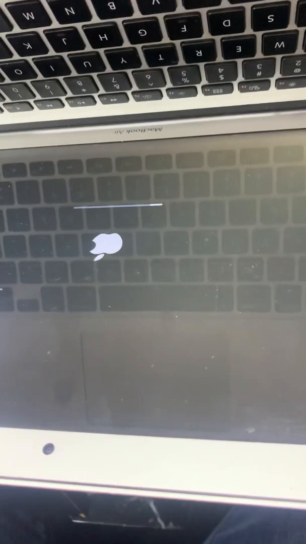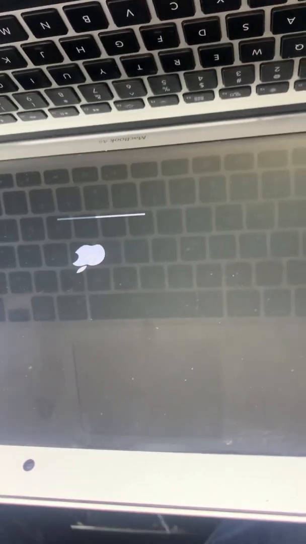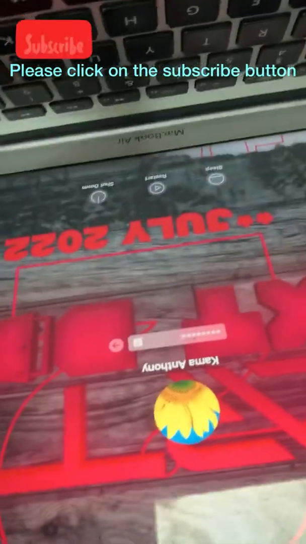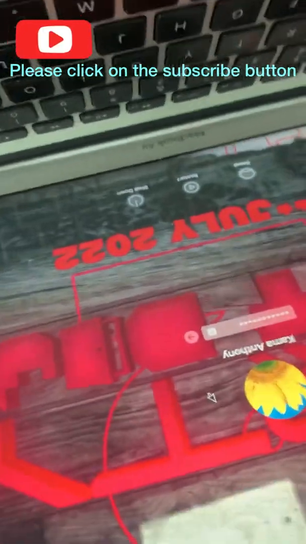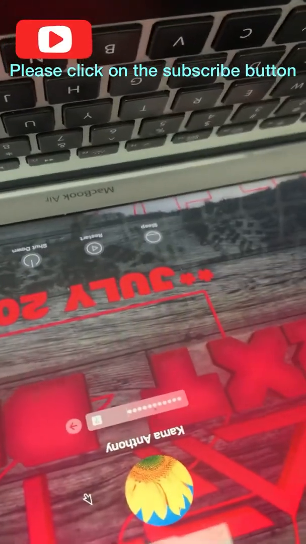Now the system is coming up. Okay, the system is up. Okay, the trackpad, as you can see, we have a moving trackpad. And let's confirm the keyboard. The keyboard is working as well. So this will tell you that the diode is responsible for the non-movement of the trackpad and the keyboard issue.